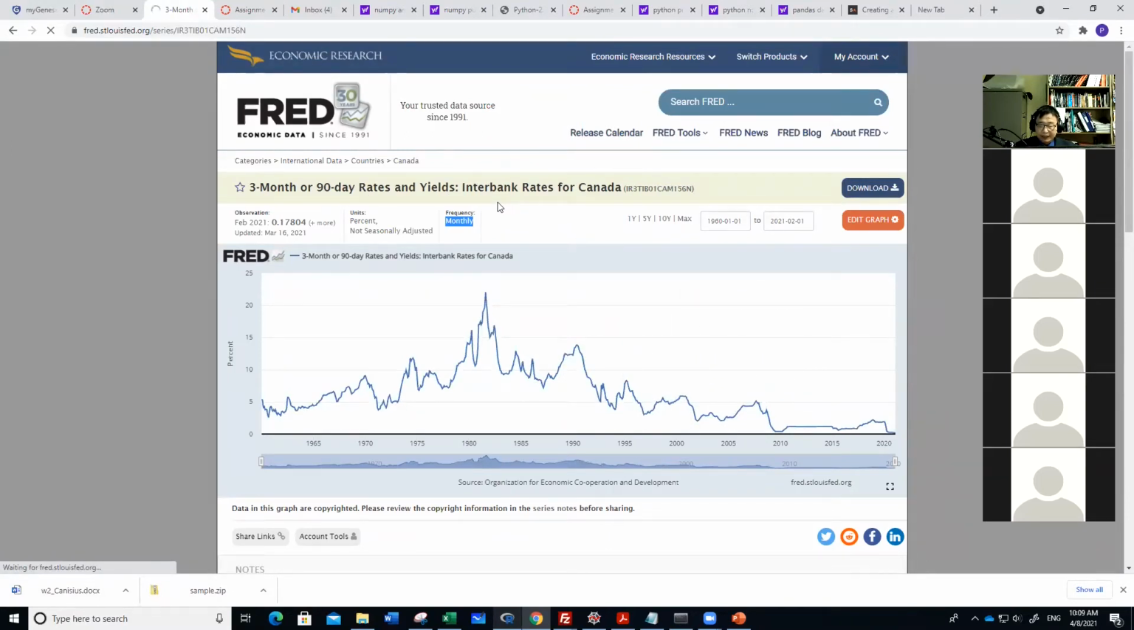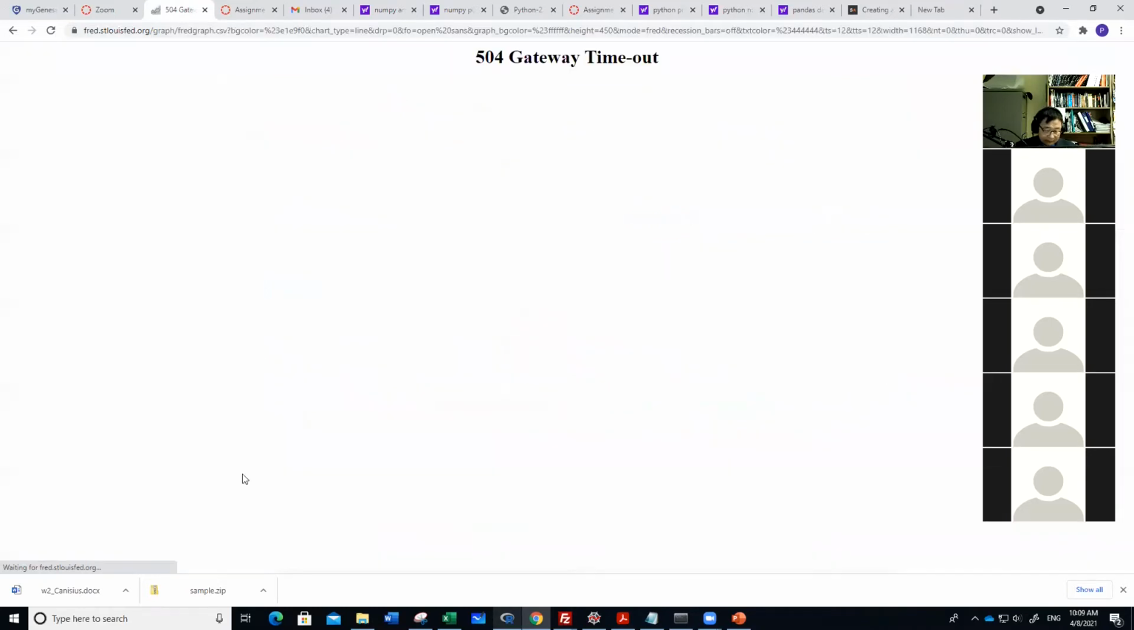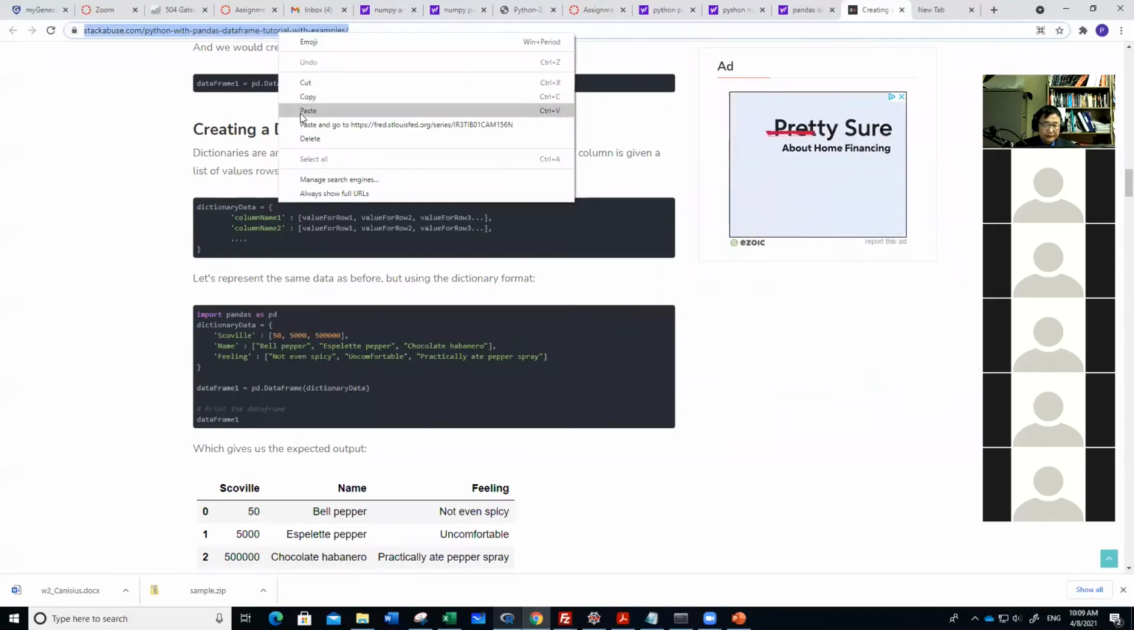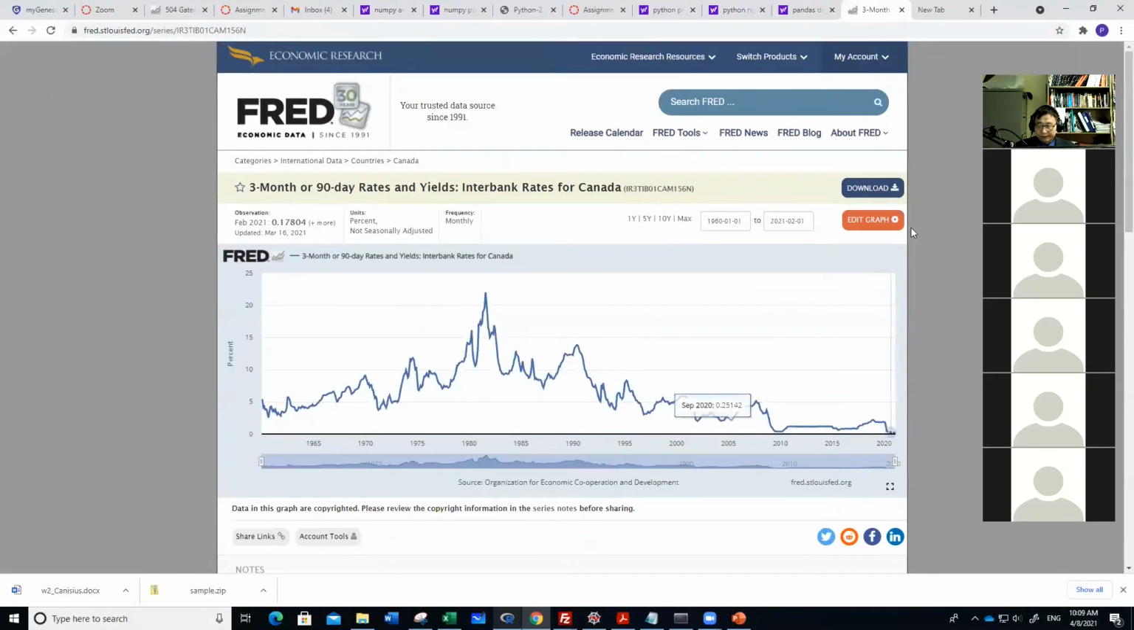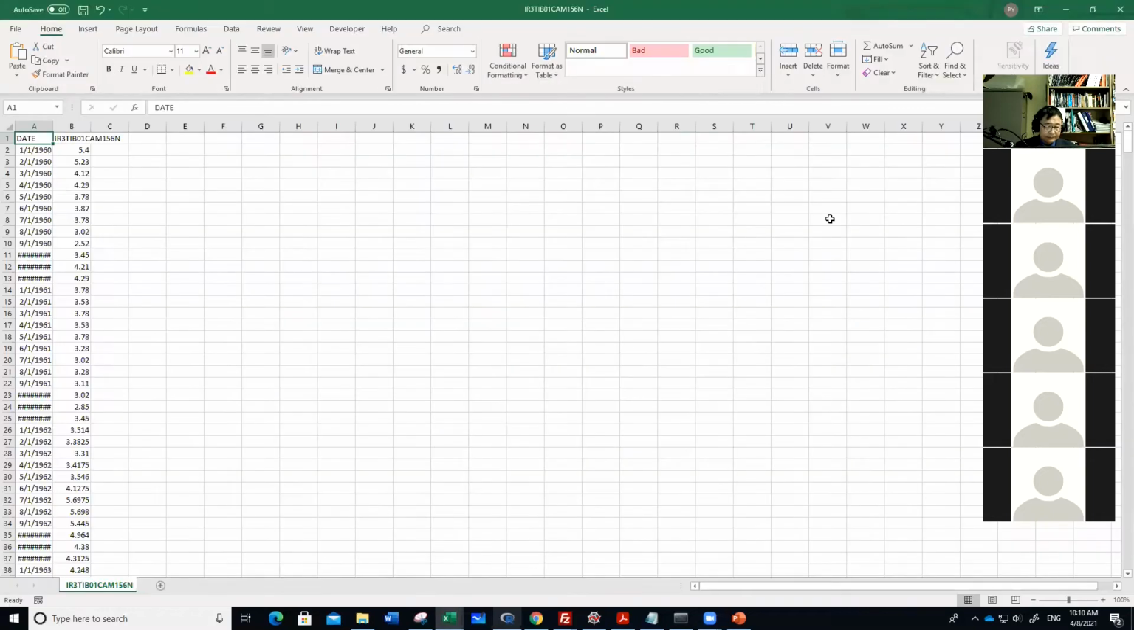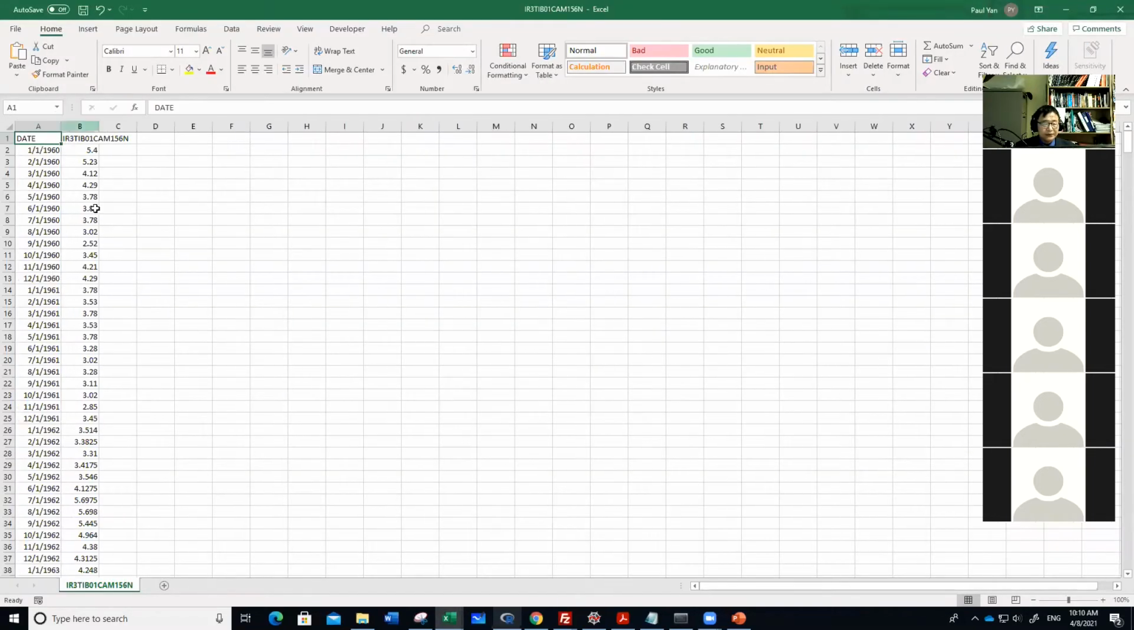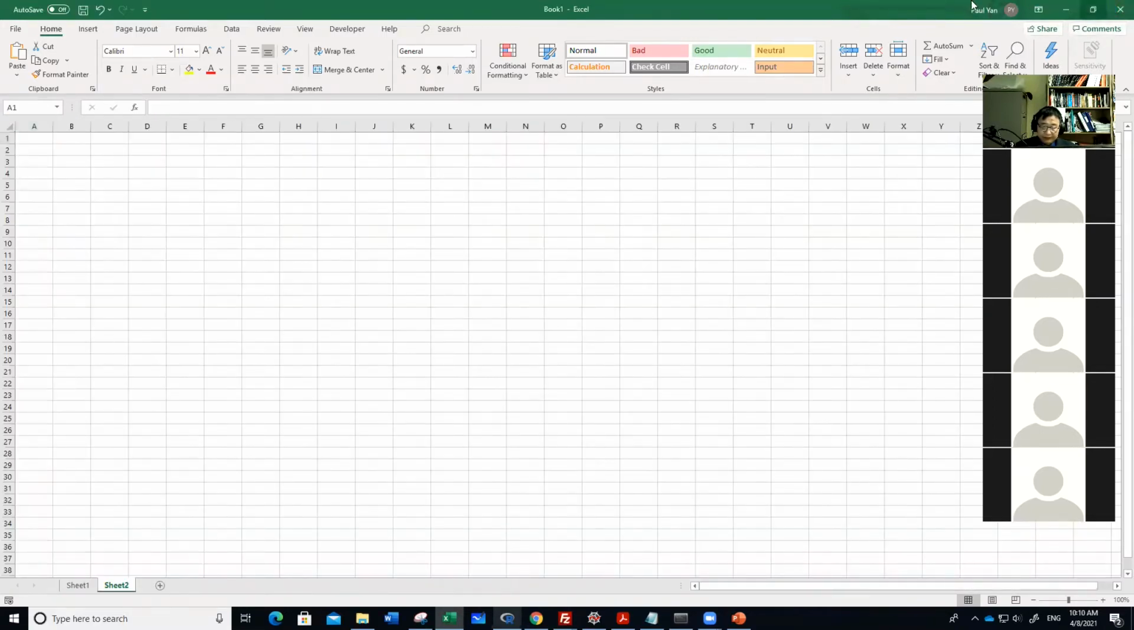So this is the interest rate in Canada. Oh, something's wrong. I do it again. Okay, so I'm going to paste it here. I download the CSV file. This is the interest rate in Canada, starting from January 1960. Again, this number should be divided by 100, since it is a percentage. So this is the first data set.